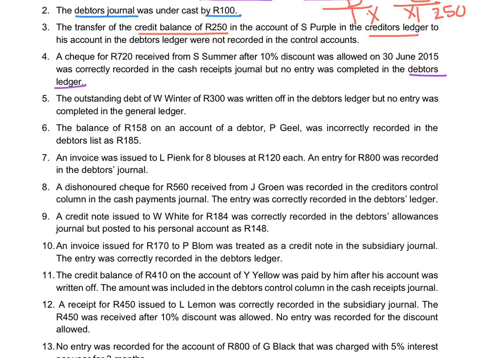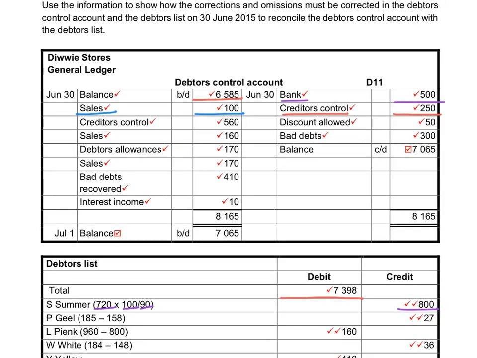The outstanding debt of W. Winter of 300 was written off in the debtors ledger, but no entry was completed in the general ledger. So in the debtors ledger, there is no mistake because we've already done this entry in the debtors ledger. We still have to complete it in the general ledger. It's an amount that must be written off, so it means that the debtors control will be credited to reduce the debt with 300 Rand. Debtors control credited, and we will show that the bad debts account will be debited to increase the expense.